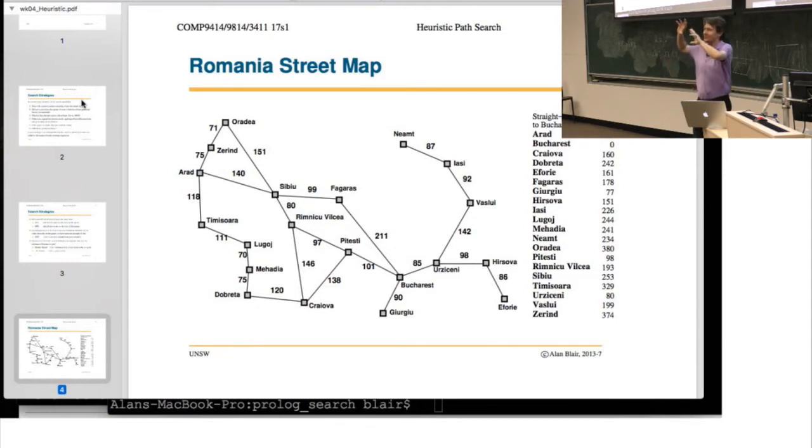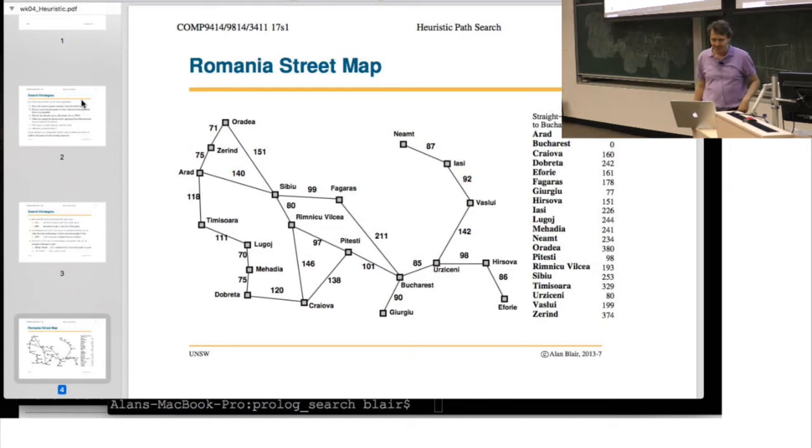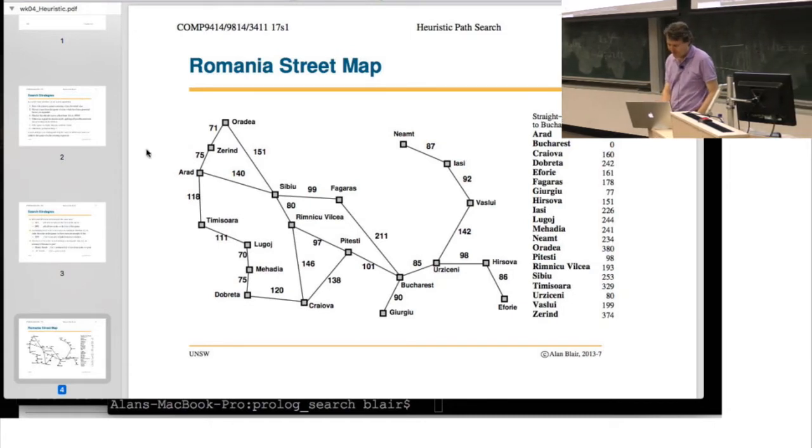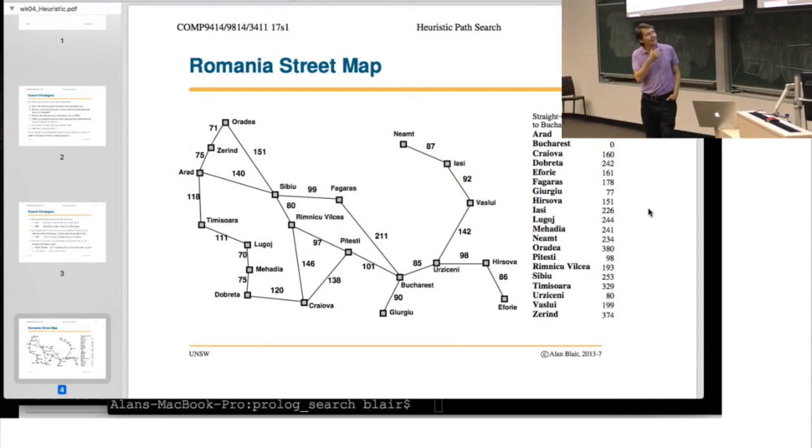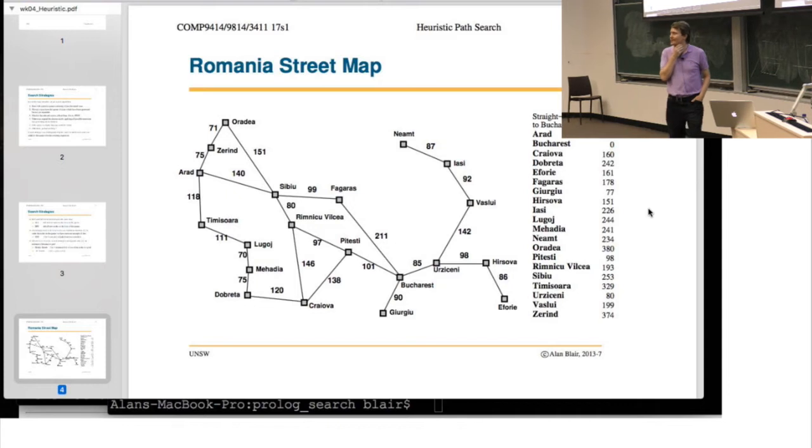Those other searches just expanded out equally. They had no idea whether they were getting closer to Bucharest or farther away. But let's suppose we have a bit of extra information here. For each of these cities, I tell you the distance in a straight line to Bucharest.